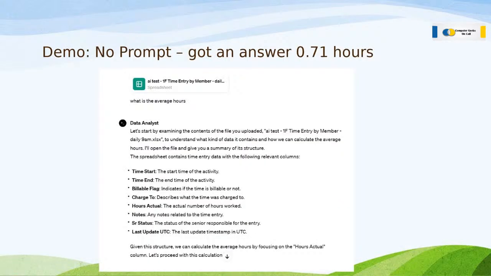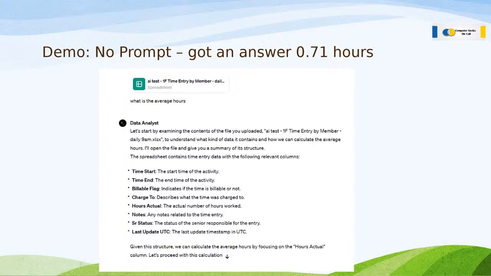So here's a bit of a demo that I did. I uploaded the file. The first thing you do in Data Analyst is you upload the file, and then I just asked it without any help at all, what is the average hours? Sure, there's an hours column in there, but I didn't help it at all. And it was able to figure it out, and it gave me the average hours of 0.71. So that was pretty cool.